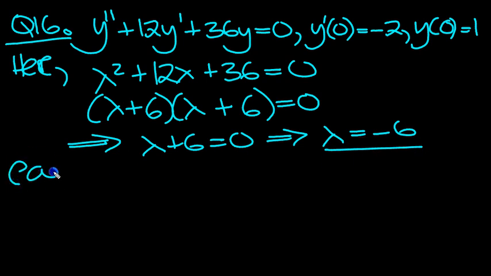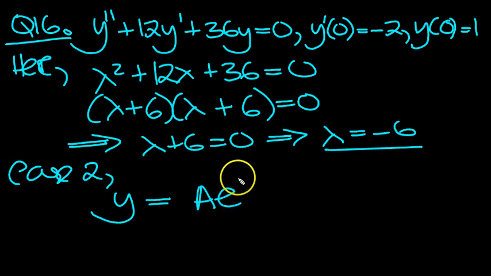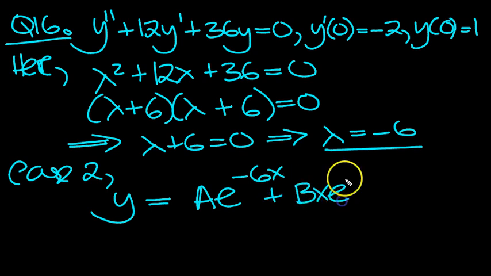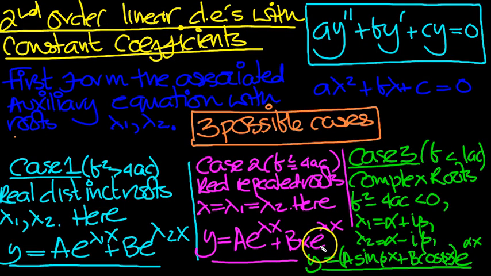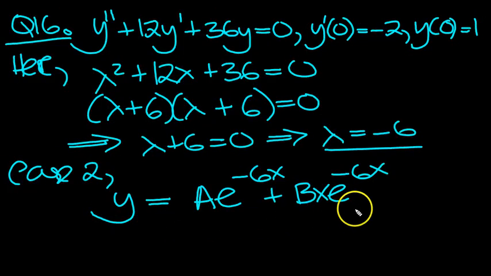So it's a case 2 then. It's a repeated root. So here y equals a e to the lambda x, minus 6x, plus bx e to the minus 6x, isn't it? There we go. Let's just remind ourselves if we need to. There's the formula there for case 2. So we've got that here.